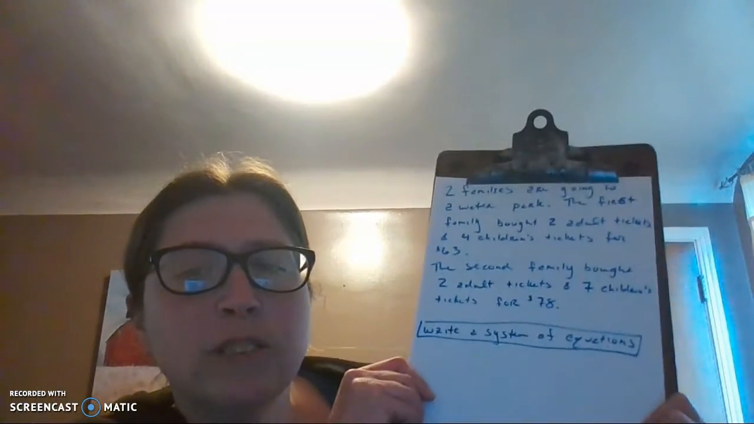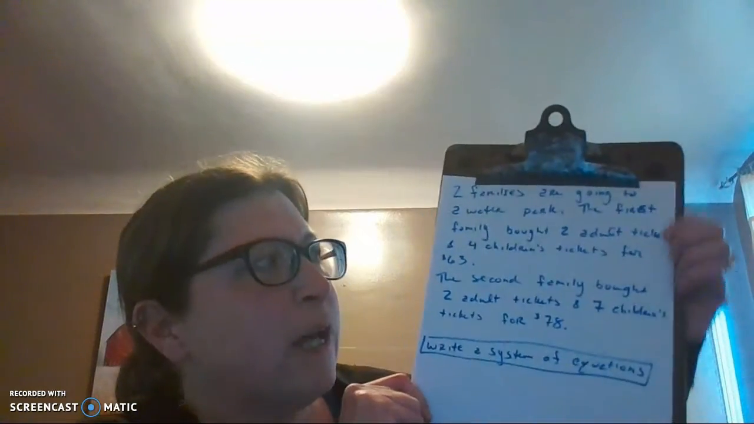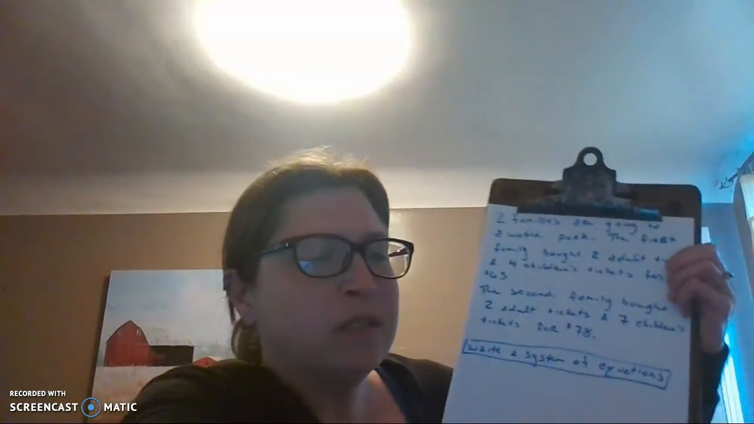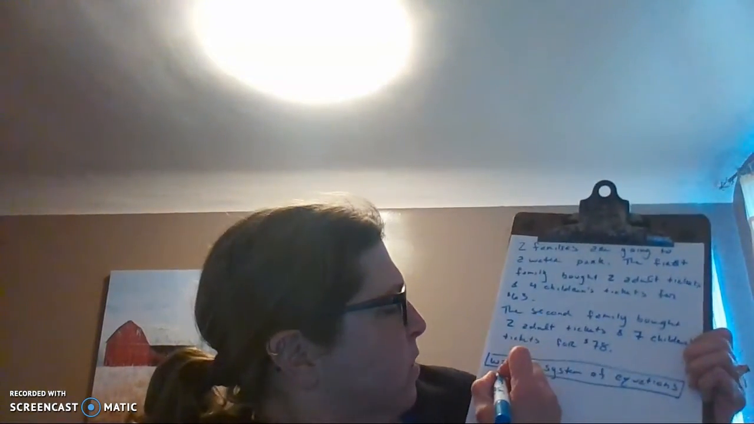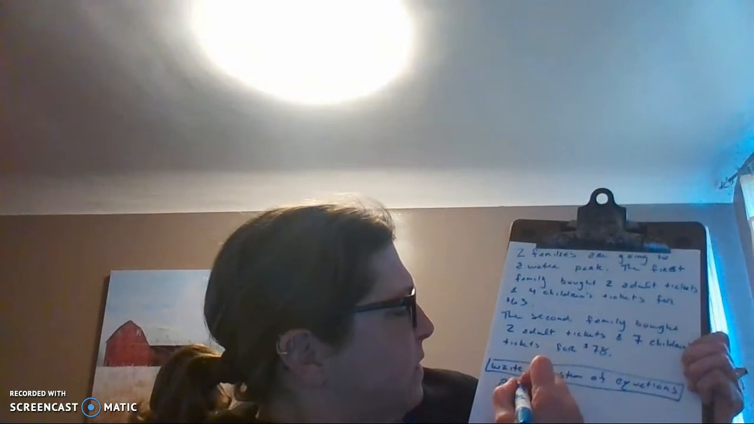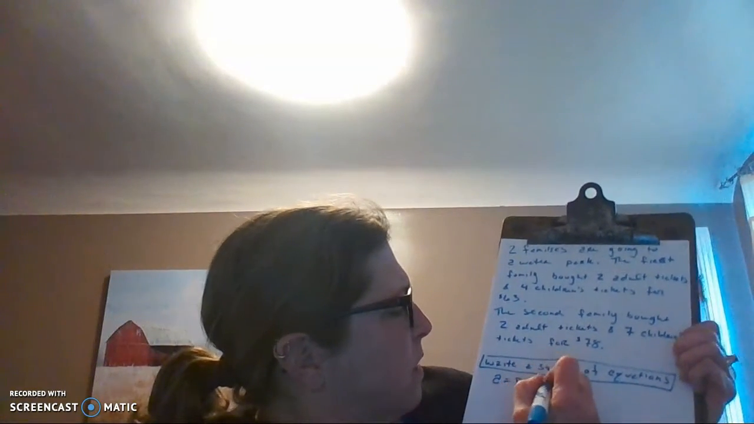What I would like you to do is to write a system of equations that represents this, right? So here's the deal. We have 2 families. Those are our 2 equations. So first thing I'm going to do is figure out what are my variables going to be. So I'm going to call A the price of an adult ticket.